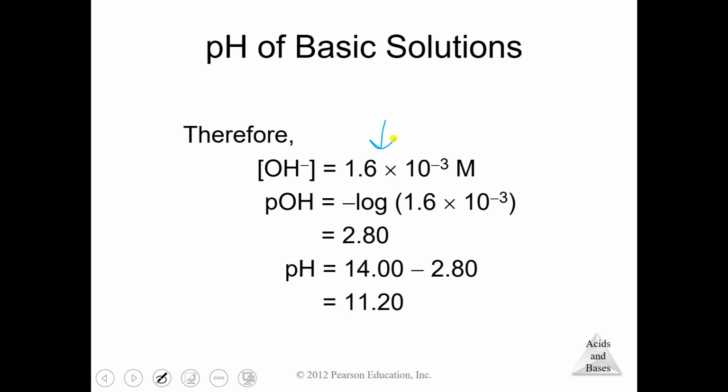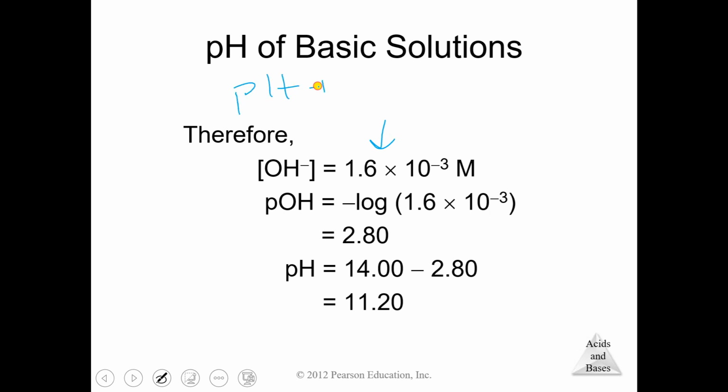To find the pOH is the same mathematically as finding the pH, except now we're taking the negative log of the hydroxide ion concentration, which is 2.80 in this case. So in your calculator, you would say negative log times 1.6 times 10 to the minus 3, hit enter, and you would get 2.80.